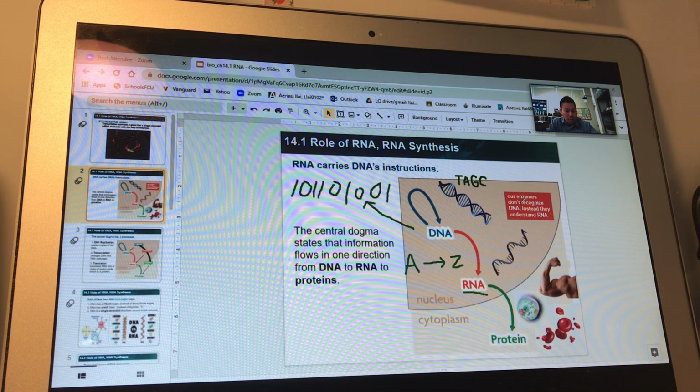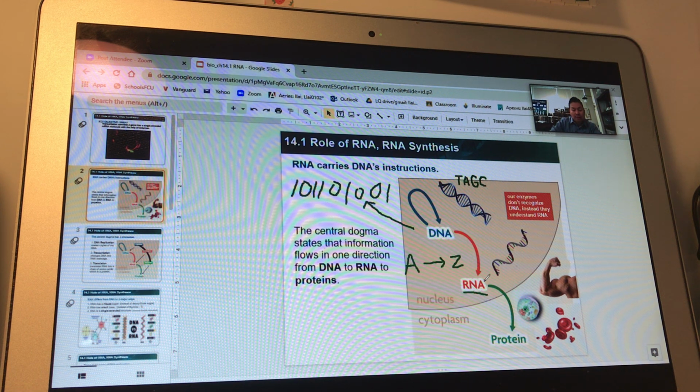And I wrote a little note here. Our enzymes don't recognize DNA. Instead, they understand RNA. Now, RNA, this is another chapter, another lesson for next week. RNA then translates into protein. So for you to produce the protein for the blood, your skin, your muscles, right?